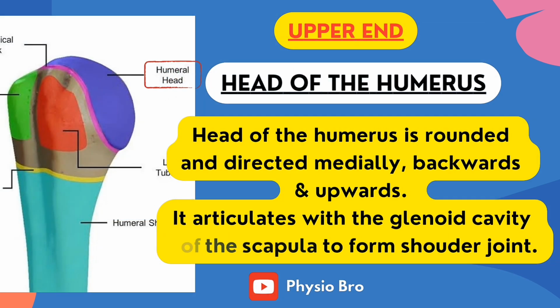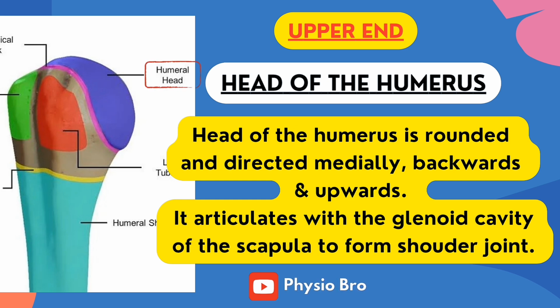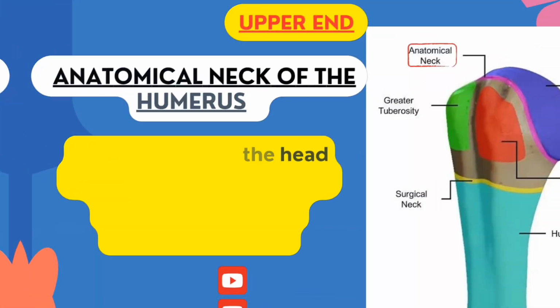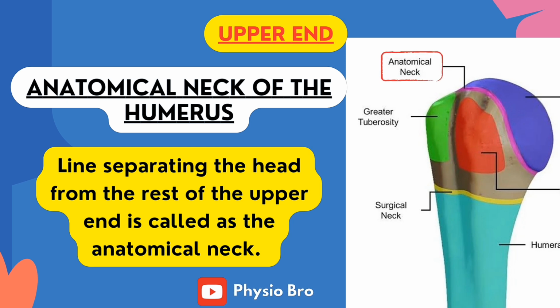Head of the humerus. Head of the humerus is rounded and directed medially, backwards and upwards. It articulates with the glenoid cavity of the scapula to form shoulder joint. Anatomical neck of the humerus. It is a line separating the head from the rest of the upper end, and is called the anatomical neck.